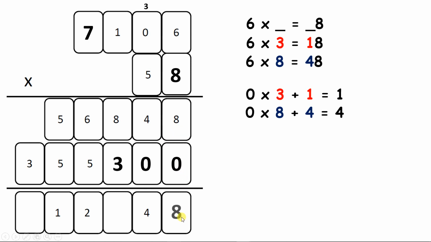8 plus 0 is 8. 4 plus 0 is 4. 8 plus 3 is 11. 1 plus 6 plus 5 is 12. 1 plus 5 plus 5 is 11, and 1 plus 3 is 4.